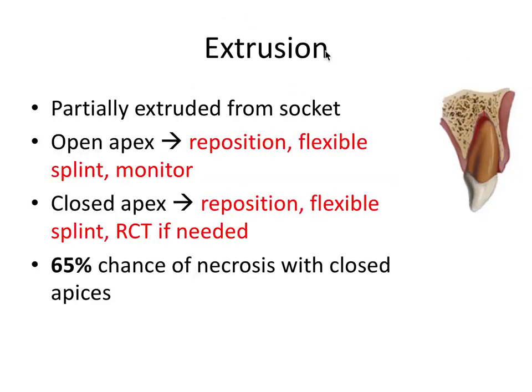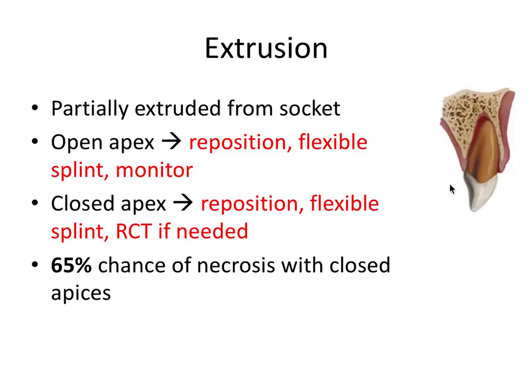Next we have extrusion, where the tooth is partially extruded in a coronal direction out of the socket. Again, open apex, a little bit more favorable. We would reposition that tooth in its socket, use that flexible splint for about 1 to 2 weeks, and monitor it as needed. Again, stick to our follow-up recall of those couple weeks, the months, and the year, and all of that. Closed apex, a little bit less favorable.